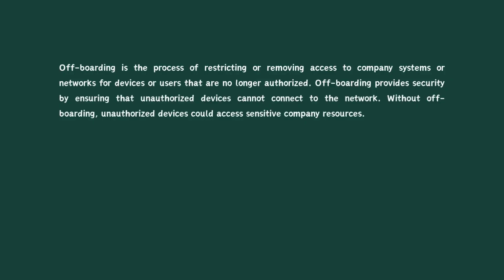Offboarding is the process of restricting or removing access to company systems or networks for devices or users that are no longer authorized. Offboarding provides security by ensuring that unauthorized devices cannot connect to the network. Without offboarding, unauthorized devices could access sensitive company resources.